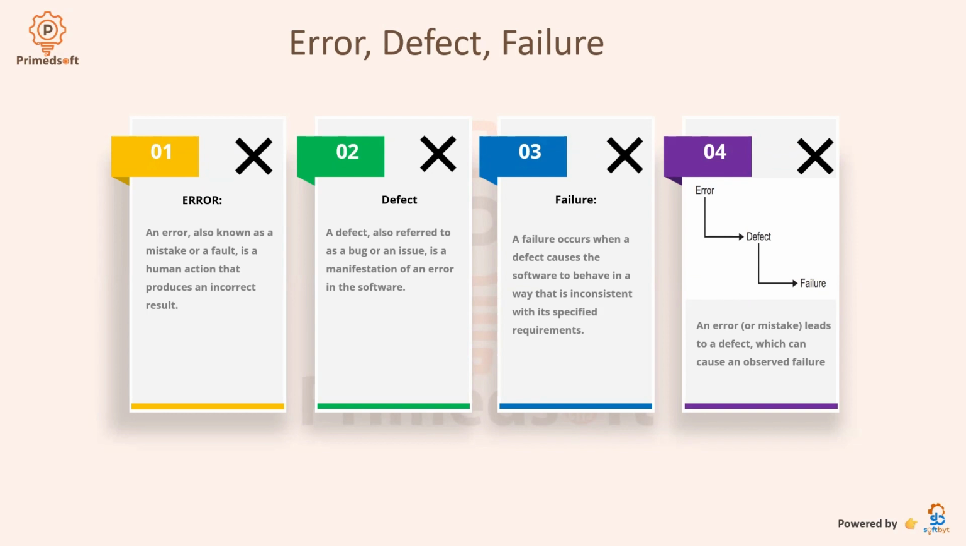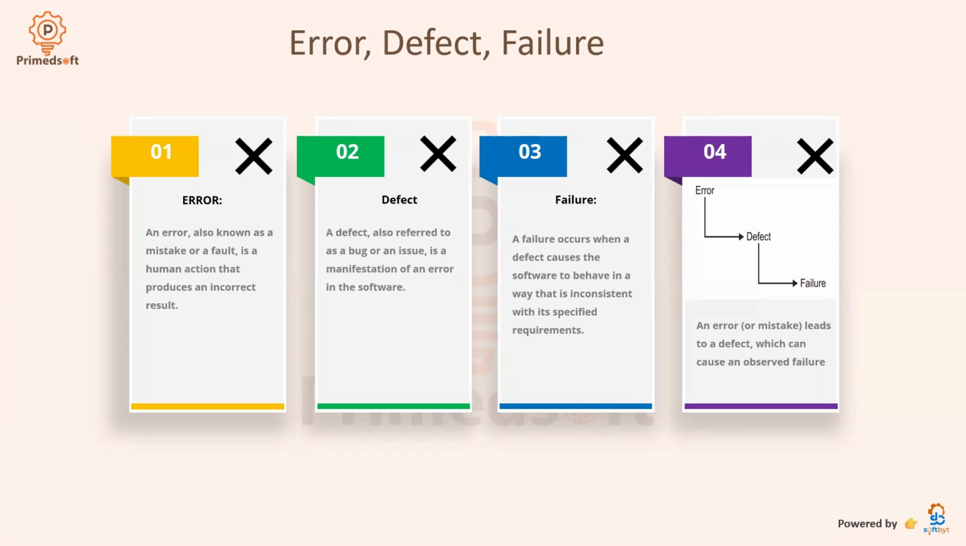Right. So the next one we'll have is failure, right? So a failure occurs when a defect causes the software to behave in a way that is inconsistent with the specified requirement. In other words, a failure is the observable or incorrect behavior of the software during its execution. Failures are the outcome of defects, and they are identified when the software does not meet the user expectation or produces incorrect results. Failures can occur in various situations, including during testing or in a live production environment.